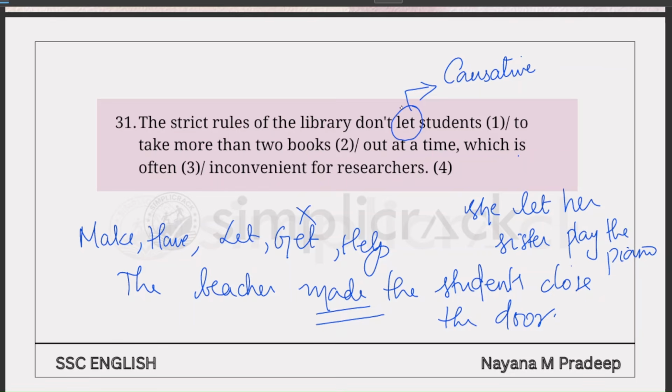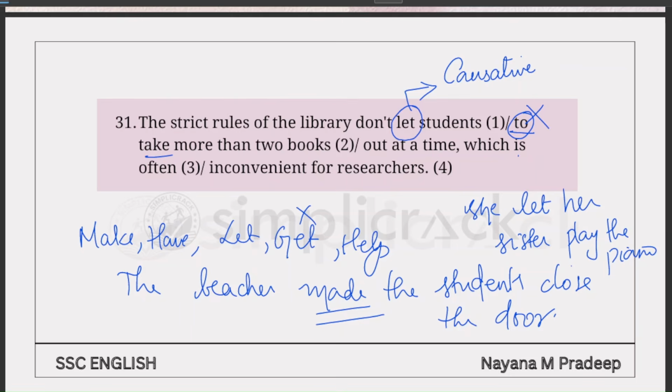So in this sentence, you have used the causative verb let, and you have the to infinitive structure here, to take more than two books, which is wrong because just now we said that make, have, let, help, all these use the bare infinitive form. So we will not use to, you will simply use V1 or take. So the correct sentence is, the strict rules of the library don't let students take more than two books out at a time.